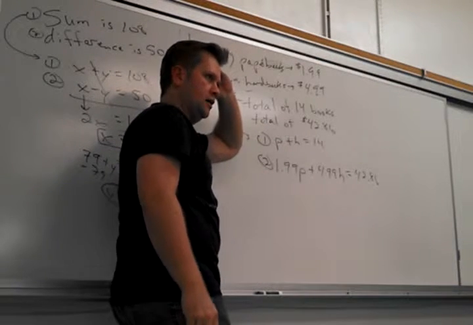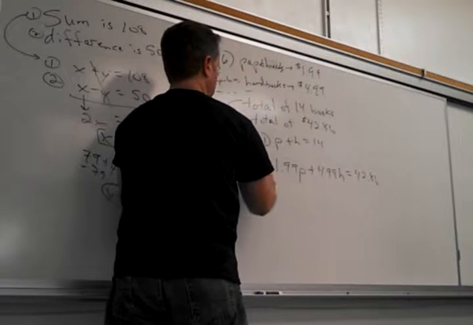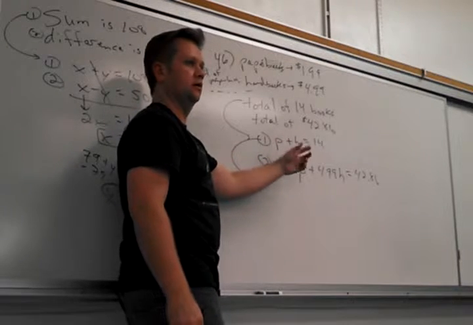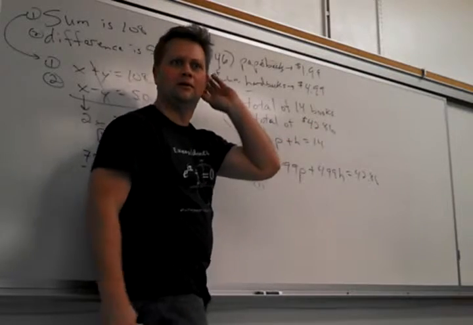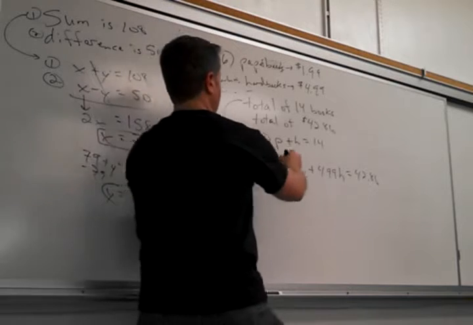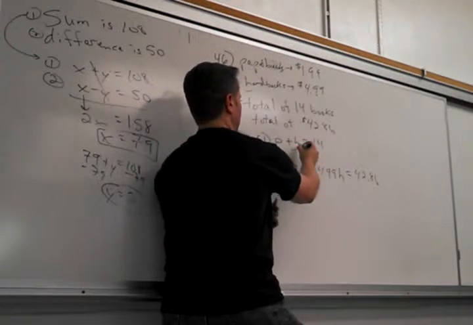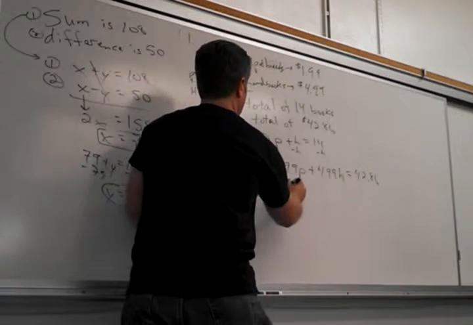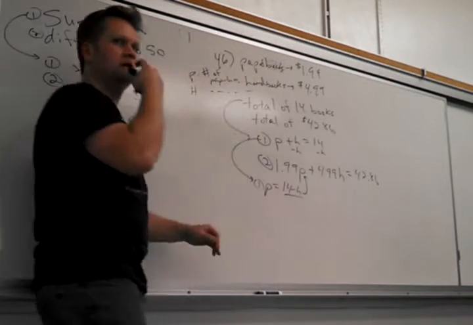This is one where I do substitution. If you solve this for P, how would you solve this for P? P equals 14, subtract, P equals what now? 14 minus H. Cool. So if P is 14 minus H, I can throw that in there, right?